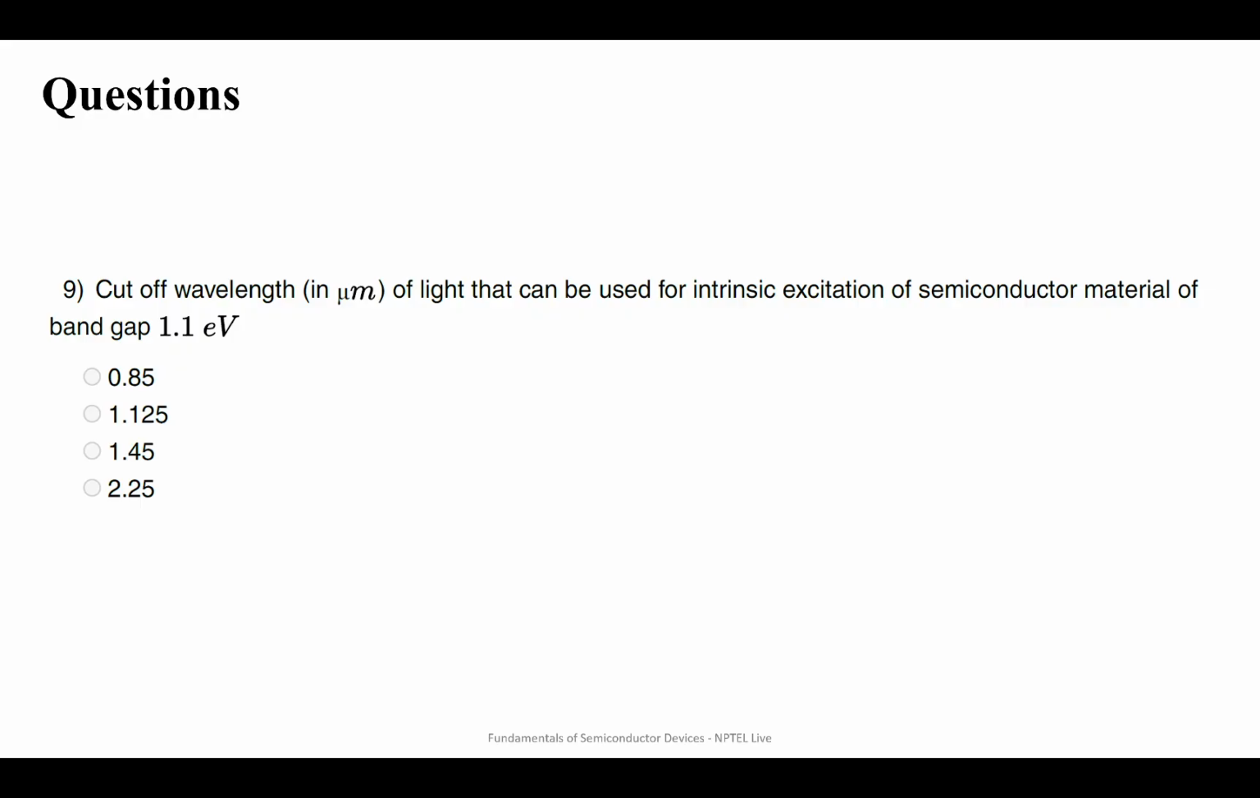Cutoff wavelength in micron for light that can be used for intrinsic excitation of semiconductor materials of bandgap 1.1 electron volts. A 0.85, B 1.125, C 1.45, D 2.25.